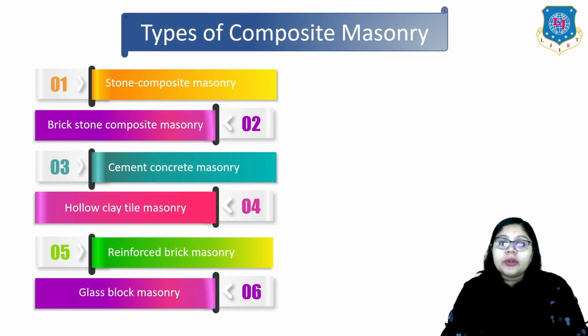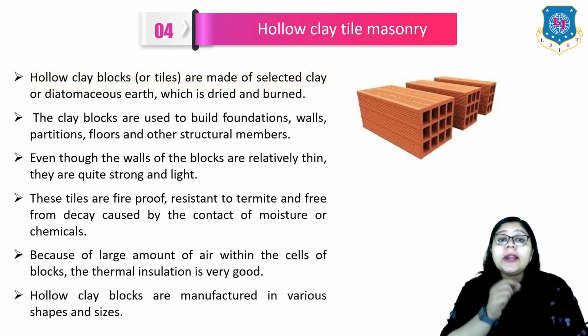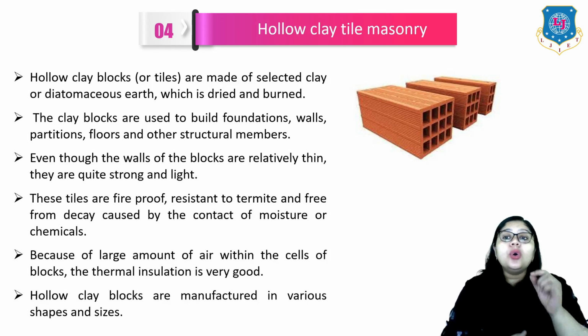Now let me talk about the next type, which is hollow clay tile masonry. So hollow clay blocks are made of selected clay or some diatomaceous earth which is dried and burnt. The clay blocks are used to build foundations, walls, partitions, floors and other structural members. Even though the walls of the blocks are relatively thin, they are quite strong and light.